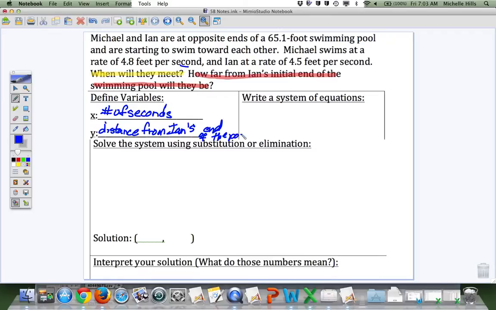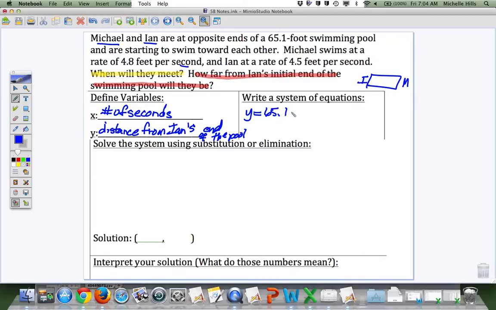And then I'm going to write an equation for each of the swimmers. I'm going to write one equation for Michael in relation to his distance from Ian's end of the pool, and then a second equation for Ian. So Michael is on the opposite side of this swimming pool. So Michael starts 65.1 feet away from Ian's initial end of the pool, because it says, hey, you've got this pool, Ian starts at one end and Michael starts at the other.